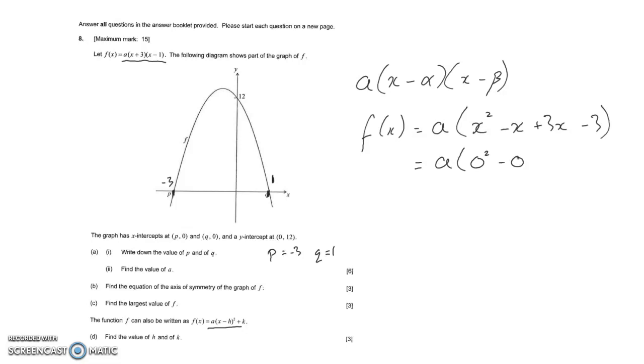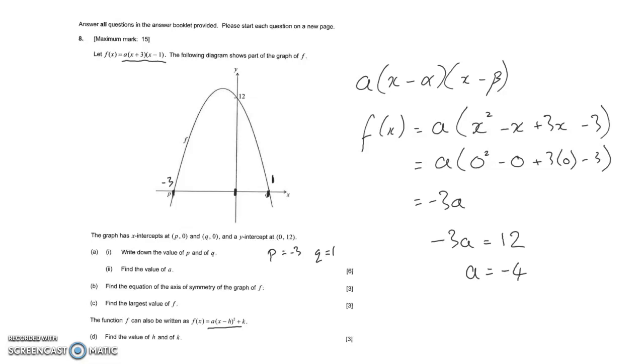So a times 0 squared minus 0 plus 3 lots of 0 minus 3. So obviously these are all going to zero out. We're left with negative 3a. Now by substituting in x is 0, what we're doing is evaluating this function when x is 0, i.e. on the y-axis. Now we know that it should be crossing the y-axis just up here at 12, so we can now form this into an equation where negative 3a equals 12. Dividing through by negative 3 gives us that a is negative 4.